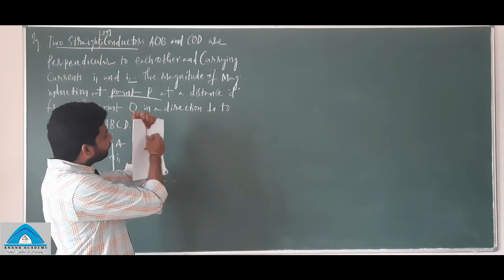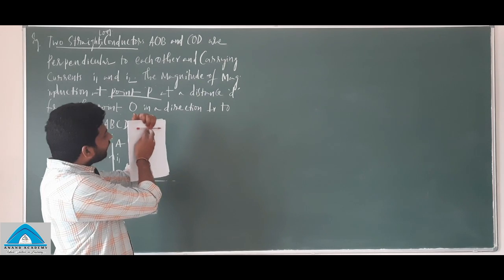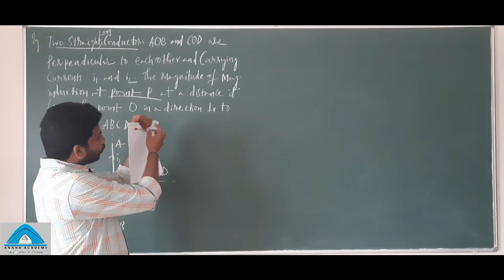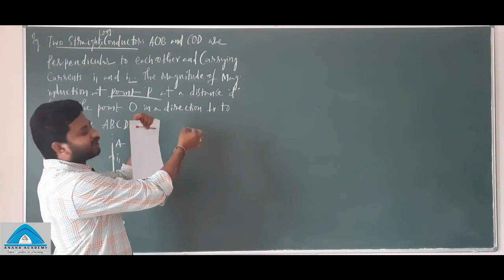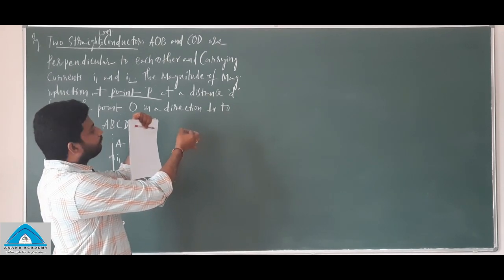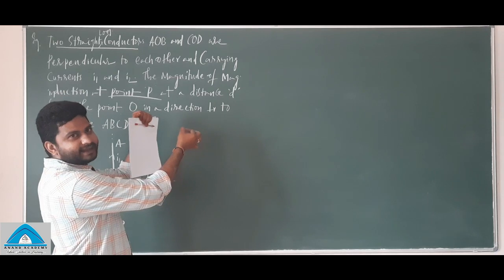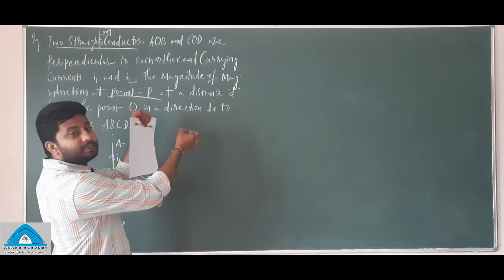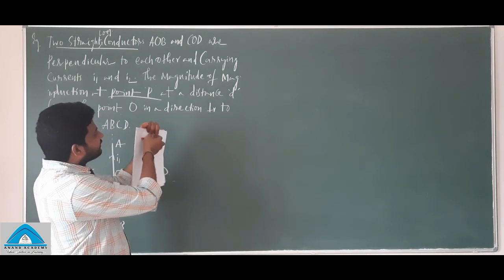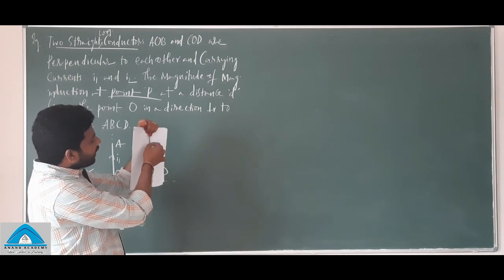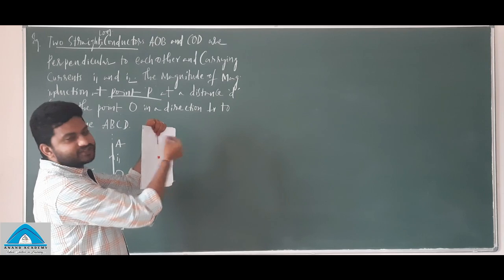And at the same time, there is another wire kept like this. From this wire also, at a distance D, the point P is placed. Got it? Clear? So first, due to this wire at a distance D, what is the magnetic field?